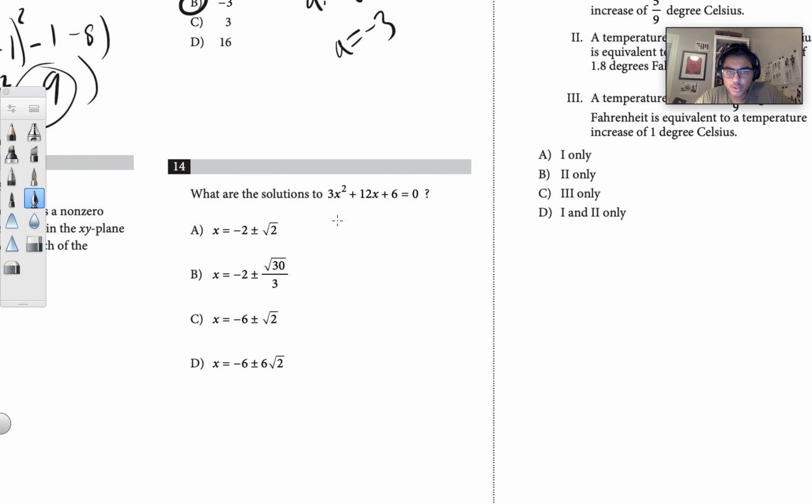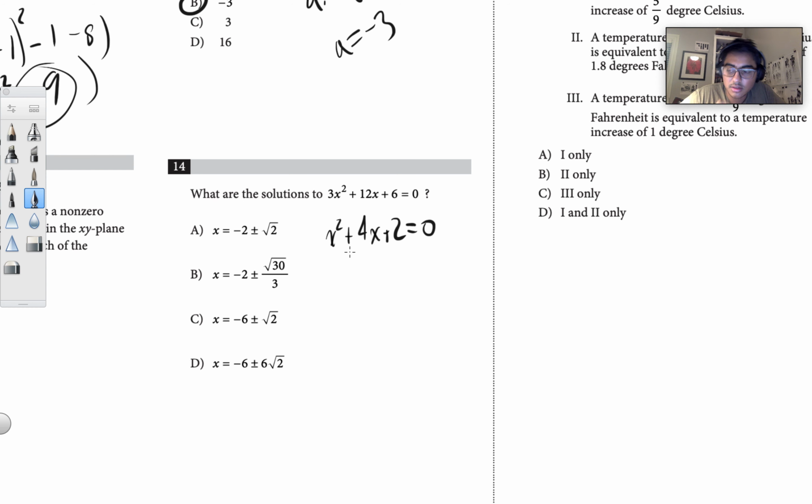What are the solutions to 3x squared plus 12x plus 6? Okay, let's just simplify this real quick. Divide everything by 3 just to make life easy for us. X squared plus 4x plus 2 is equal to 0.